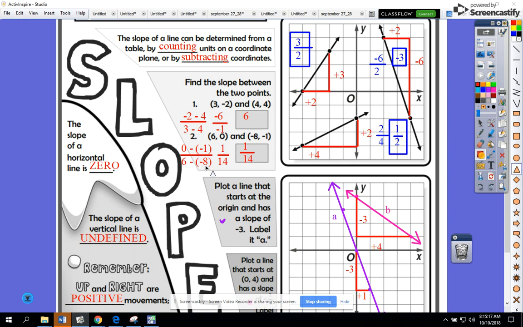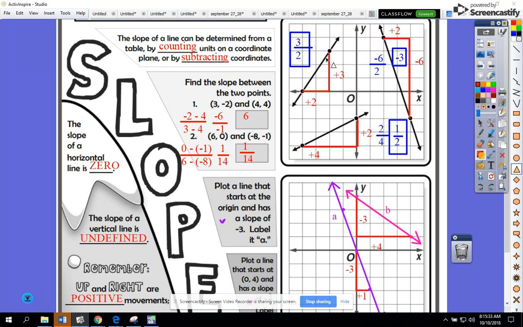And then 6 minus -8, minus a negative is really a plus. So 6 plus 8 is 14. And so 1 over 14, there's really nothing I can reduce. And since they're both positive numbers, it's a positive fraction. So that's just the slope of 1 over 14.